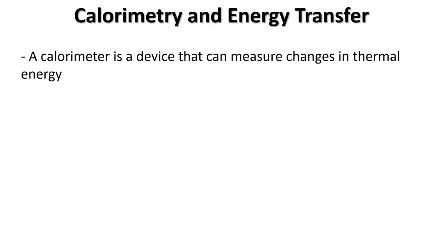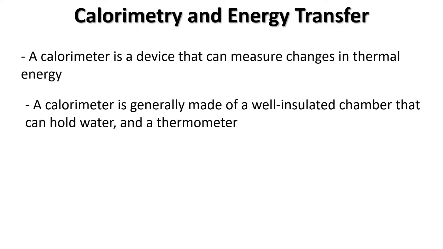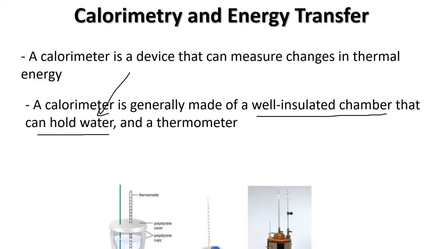We're going to be looking at a couple of things in this section. We're going to be looking at calorimetry, energy transfer, and molar enthalpy. We'll get to that in a little bit. Let's talk about what a calorimeter is. It's simply a device that is used to measure a heat change. Essentially it's a well-insulated chamber like a thermos that can hold water, and that water is what's going to absorb the heat change. And there's also a thermometer there to measure the heat change.